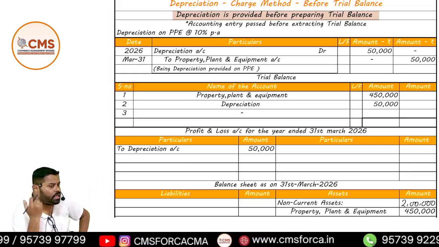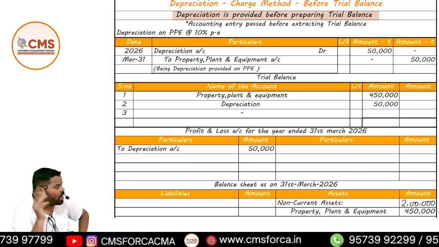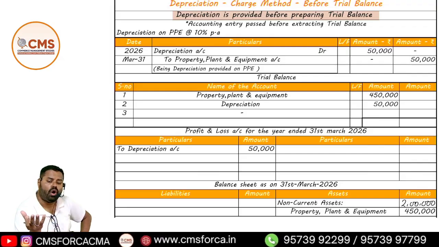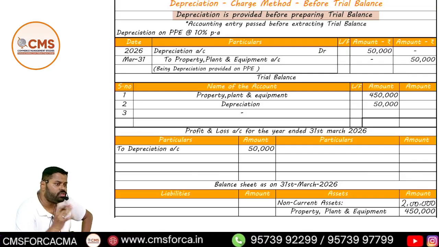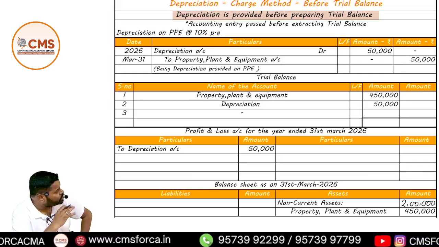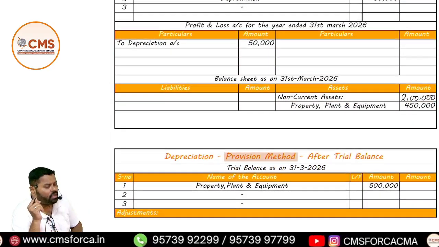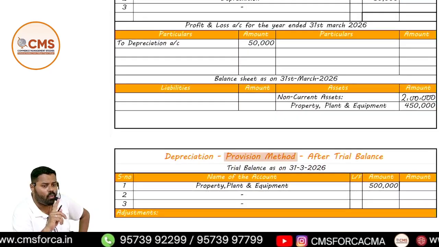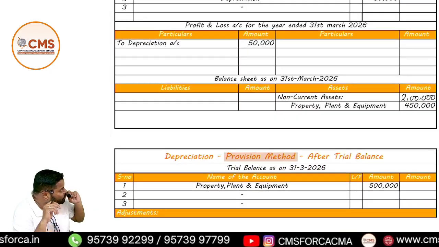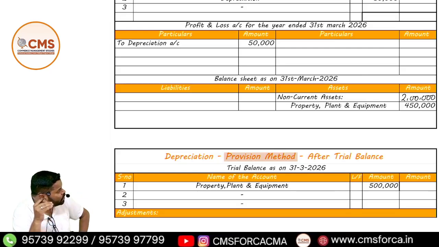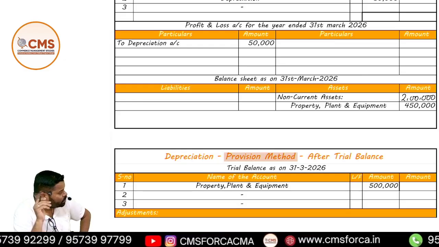What was the value in the previous one? 5 lakhs, but now it is appearing at 4,50,000. Why? Because already we have adjusted, or reduced, that depreciation. That's why depreciation is shown at 50,000. Now, where will we write it? Obviously, trial balance items will come only once. So I'll write it as profit and loss account debit side to depreciation, and in the balance sheet, property, plant and equipment 4,50,000. Okay.